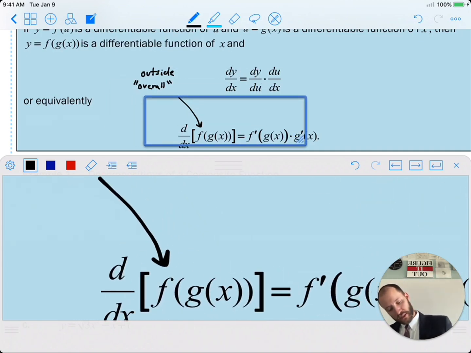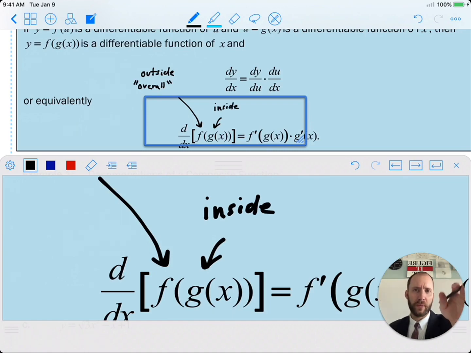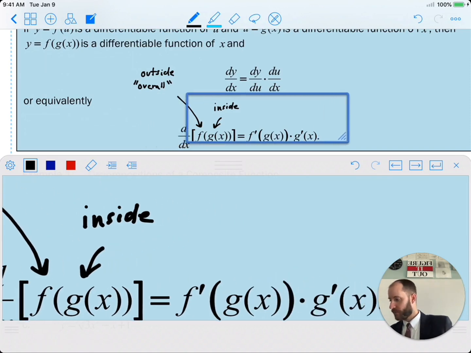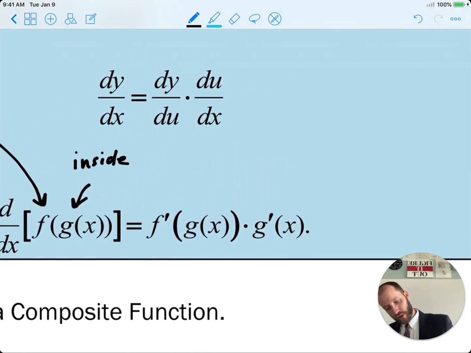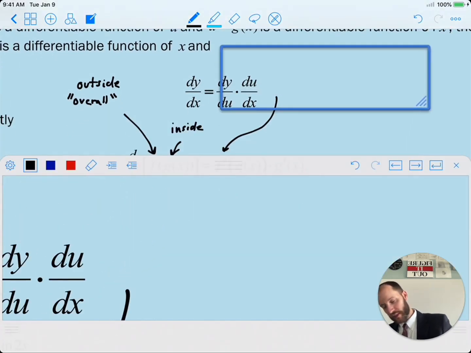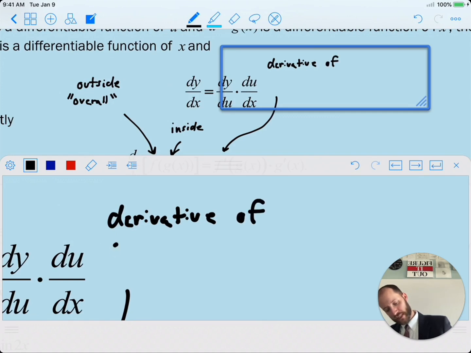g of x, what is plugged into f, of course, is the inside. So when doing a chain rule problem, you have to identify your outside, your overall, and then what is plugged in, so the inside. The derivative then, let's see if I can zoom in more. We have this f prime, which is the derivative of the outside. So outside is f, derivative of the outside is f prime.